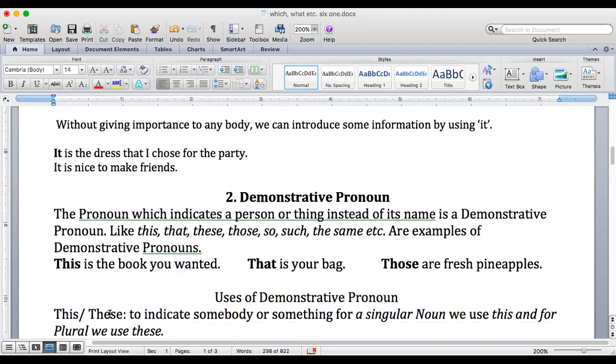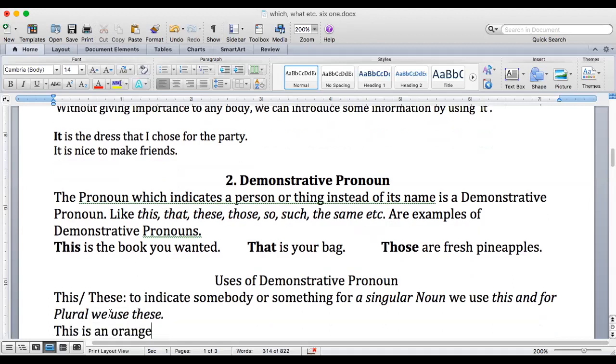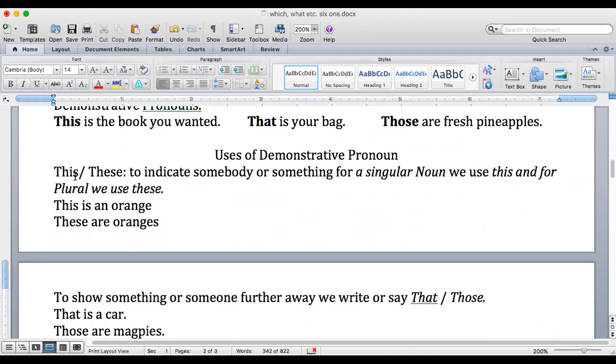Now again we have got something else here. It is this or these. This is for a singular item and these are for a plural item. For a singular noun, we use this, and for a plural item, we use these. So this is an orange or these are oranges. All right, this is very easy. This and these. You have to stress how to say this word, these. If you say this, it is singular. These is plural.